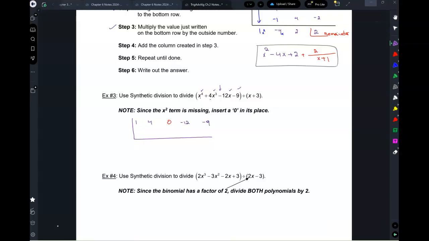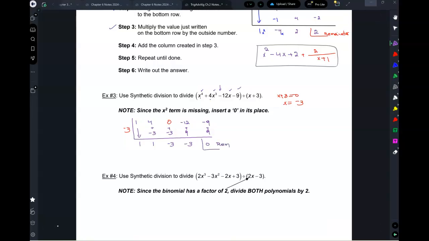Negative 12, negative 9. I get x plus 3 equal to 0. X equals negative 3. Now, the first one comes down for free. Whatever makes it down there gets multiplied by the negative 3. You add, multiply by the red one. You add, multiply by the red one. You add, multiply by the red one. You add, and we got 0 for the remainder.